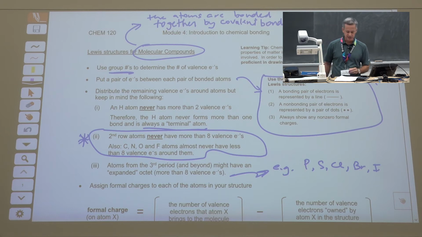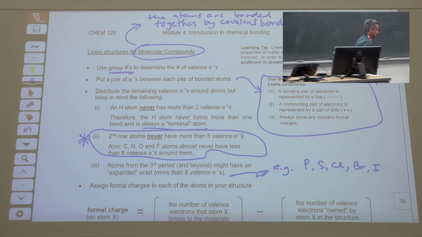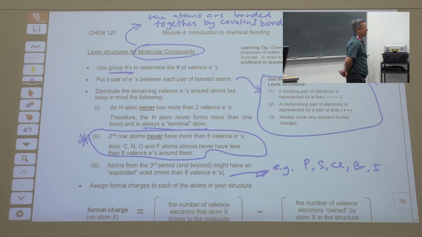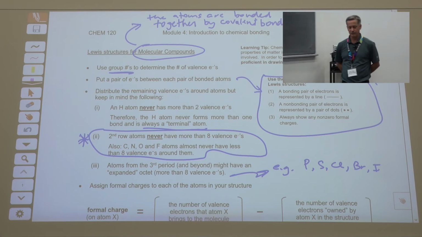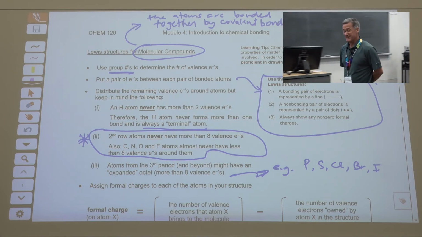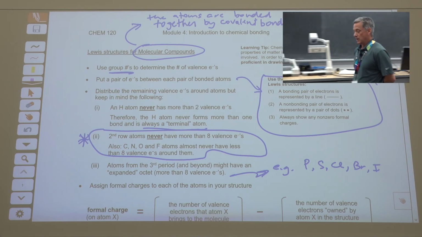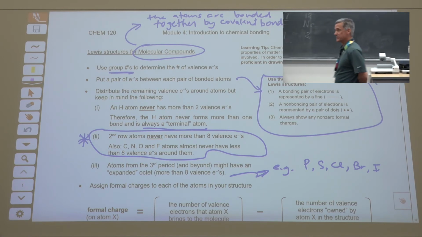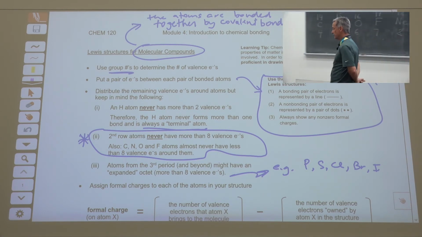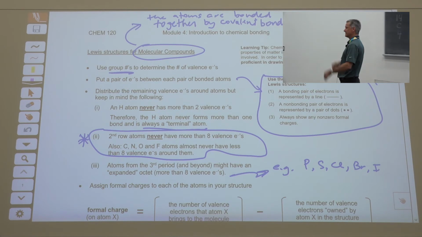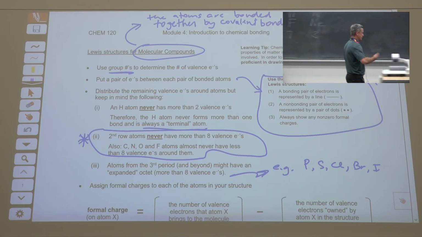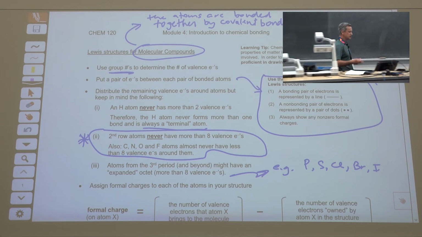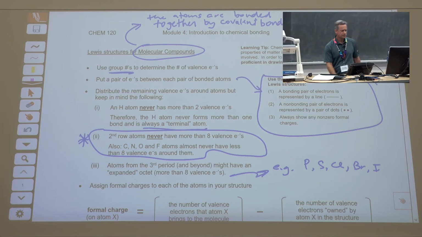One of the other things that we talk about in drawing structures, we call them Lewis structures, because basically a Lewis structure consists of Lewis symbols for the various atoms with electrons around them, showing the connectivity and the distribution of electrons around those atoms. So a Lewis structure for a molecule is a collection of Lewis symbols connected in a certain way.